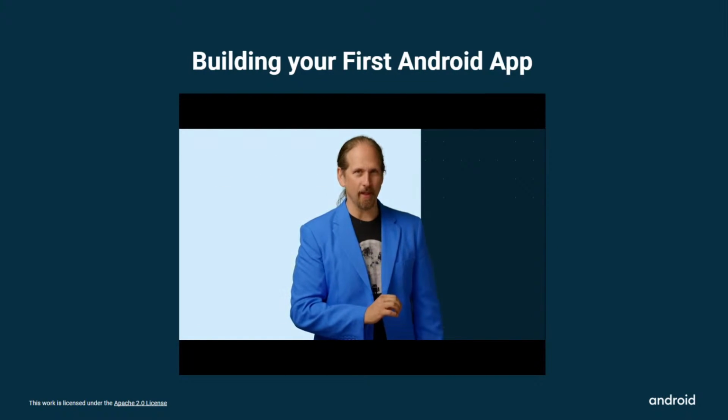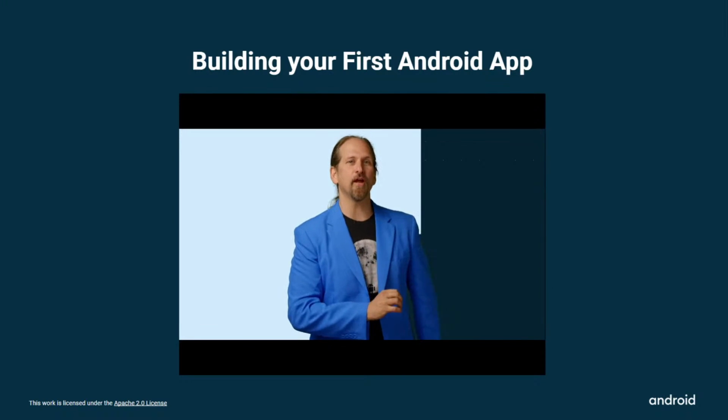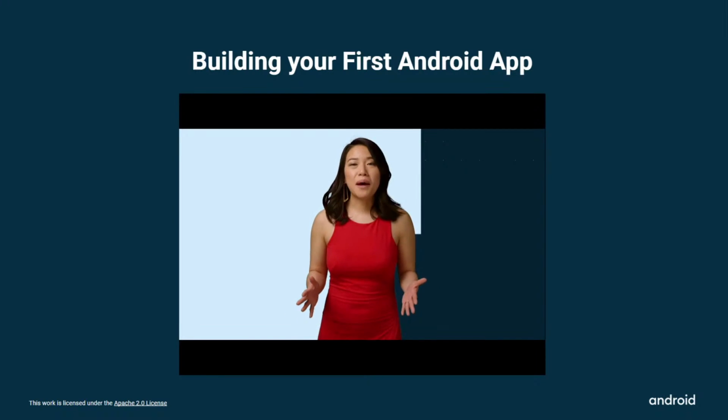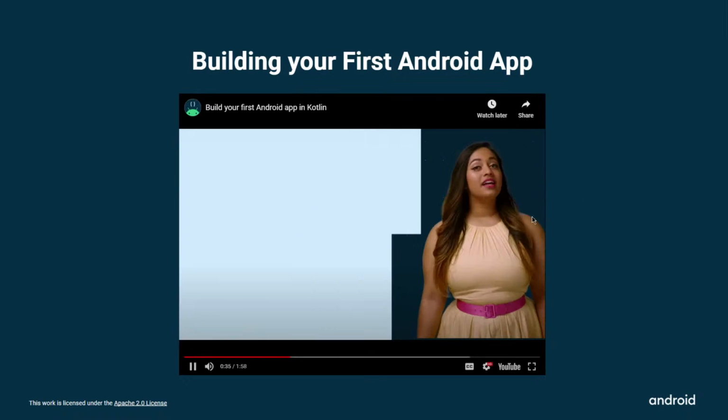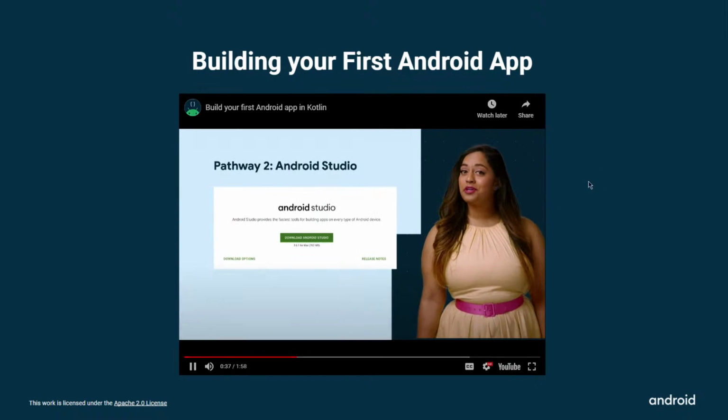Kotlin is a modern programming language. It's efficient to write and has features that help prevent mistakes in your code. It's rapidly becoming one of the most loved programming languages in the world, and we at Google recommend it for building Android apps. In the second pathway, we'll help you set up your computer.